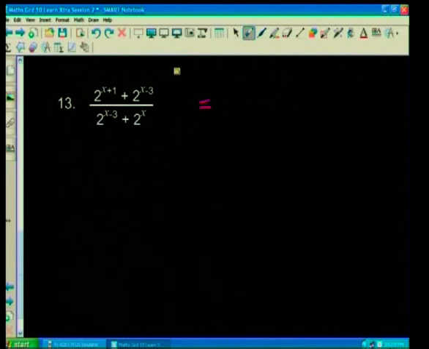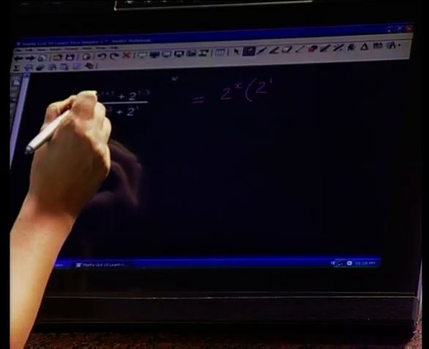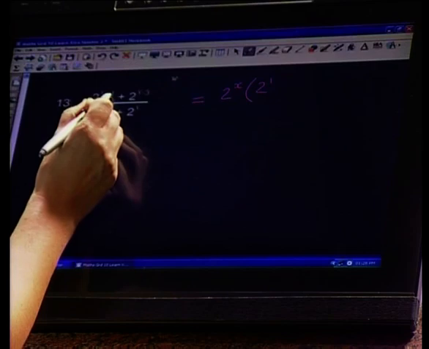So let's do that. I'm going to do the short method again and remind you to watch out for Christmas decorations. There's the Christmas decoration. What do I do with it? I put the 2 in front of it. Because 2 to the power of x plus 1 is the same as 2 to the power of x times by 2 to the power of 1.